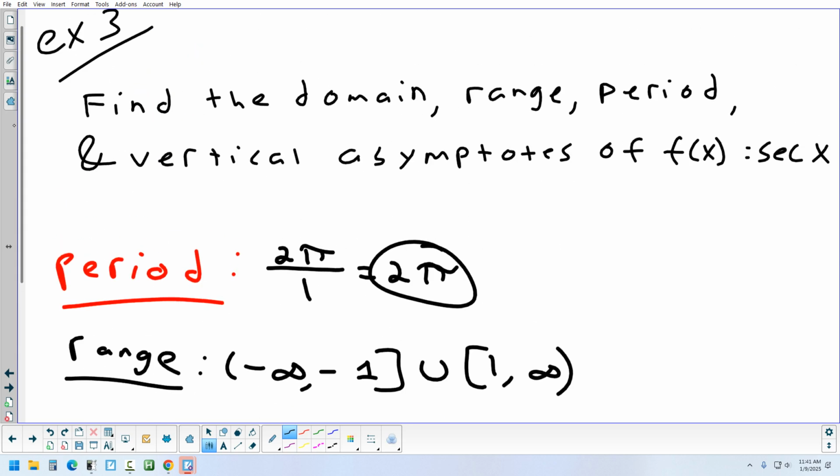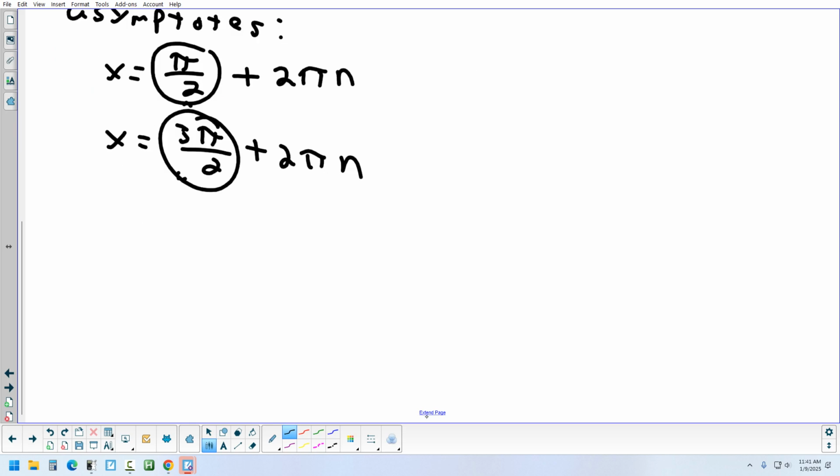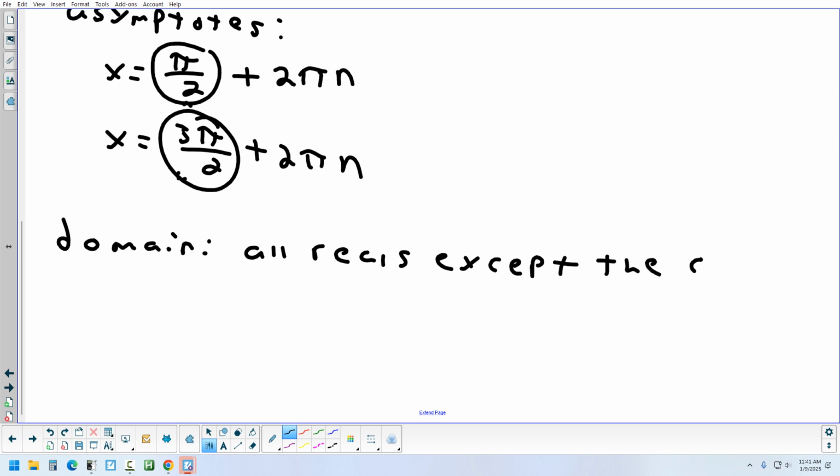And then once you do that, the domain is everything that's not the asymptotes. And that's exactly what I'm going to write down. So the domain, it's all reals except the asymptotes. So that means if you find the asymptotes wrong, then yes, your domain is also automatically wrong. But the domain is everything that's not an asymptote. Just make sure you get the asymptotes right.